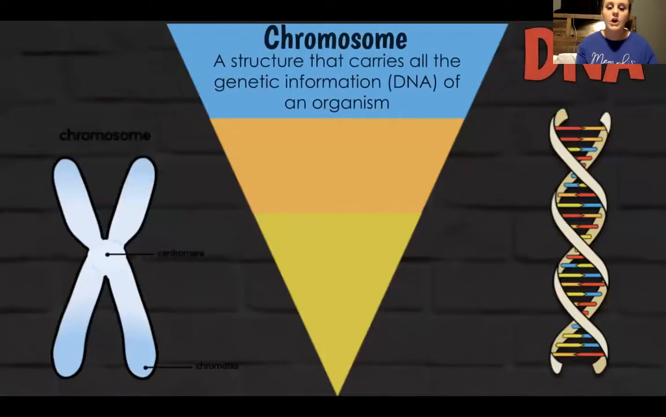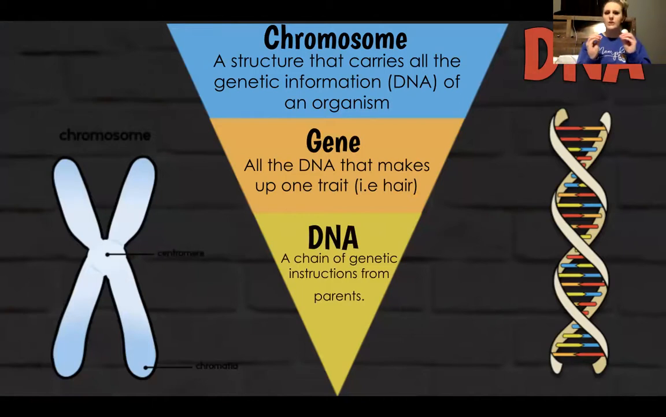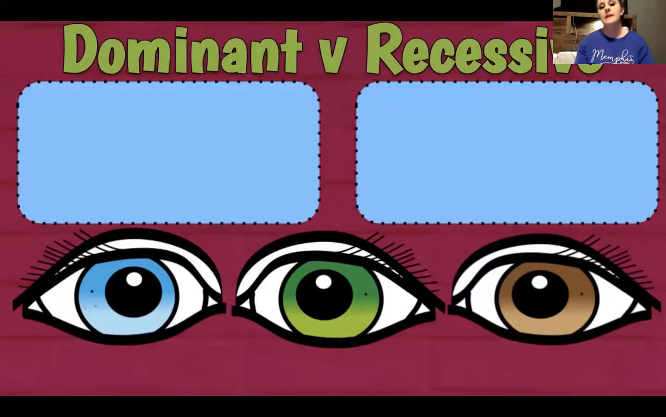DNA. Chromosome, a structure that carries all the genetic information or the DNA of an organism. Gene, all the DNA that makes up one trait. And the DNA is a chain of genetic instructions from the parents. So your chromosome carries the DNA, okay? The gene is all the DNA that makes up a trait. And then the DNA is a chain of genetic instructions from the parents. Fill that in.